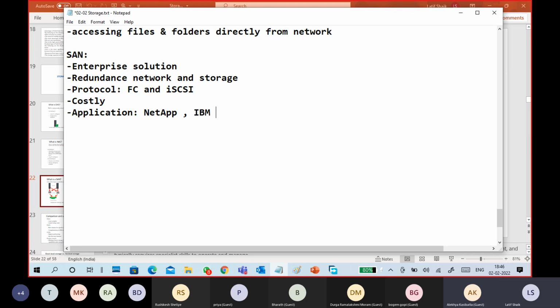IBM company also gives a few things. Cisco, Broadcom. IBM, I forget, Tivoli is there. Tivoli is actually a backup solution, not a SAN solution. NetApp, IBM, Broadcom is one of the things. So SAN is that one. It is block level storage.